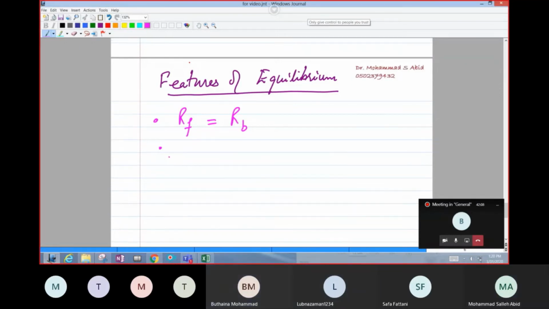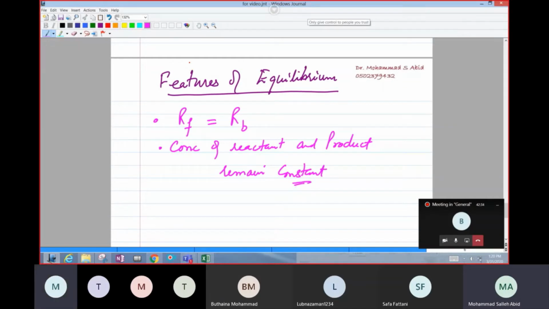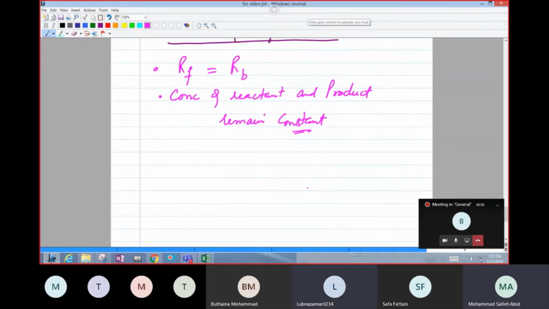Then, that's very good. Concentration is constant. Yes, so see, this is very important. We are not saying concentration equal. We are saying concentration of reactants and products remain constant. They are not equal. They are constant. Then any other thing?